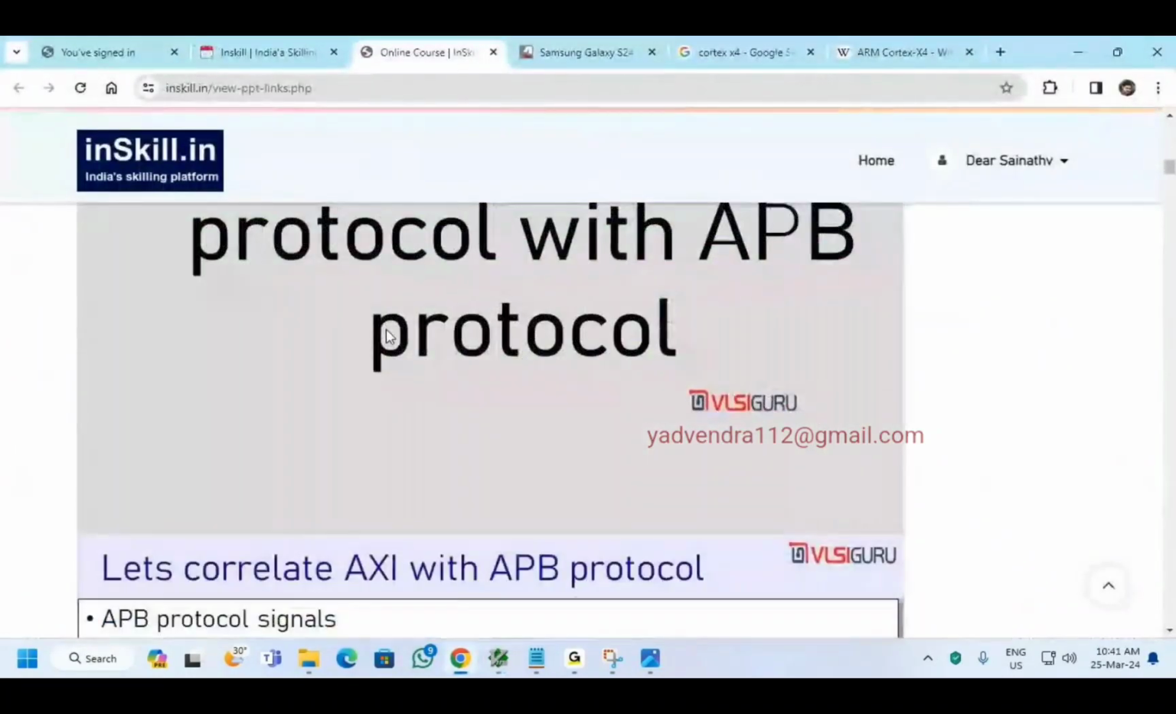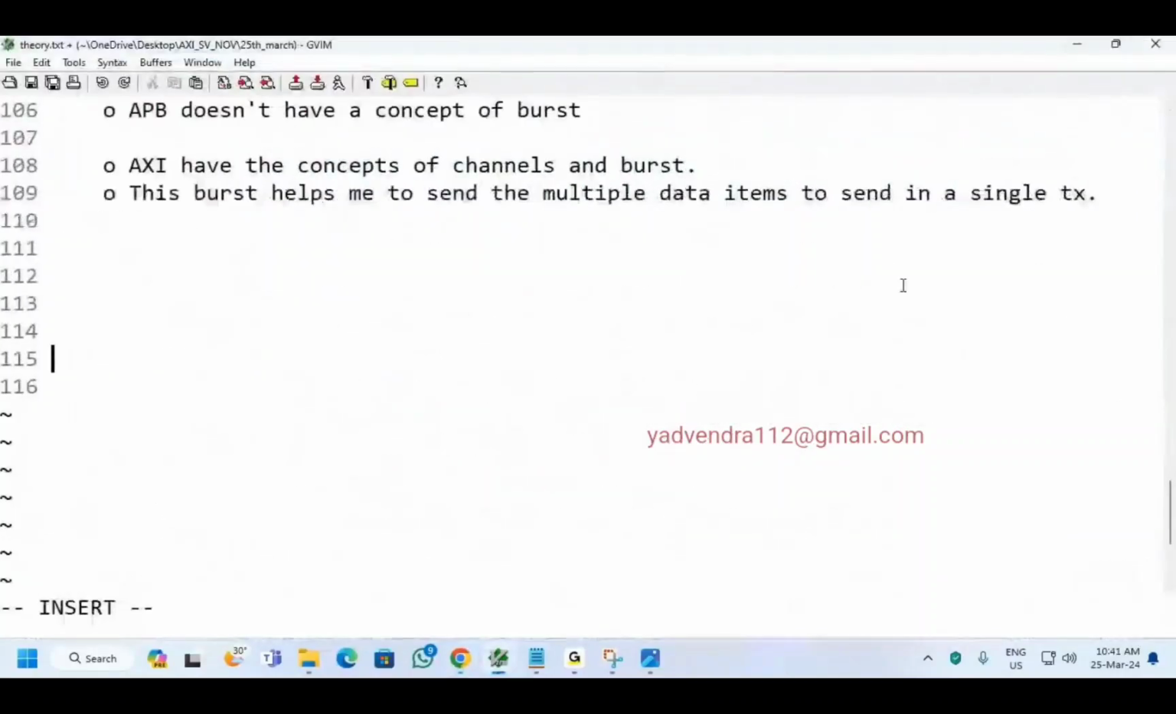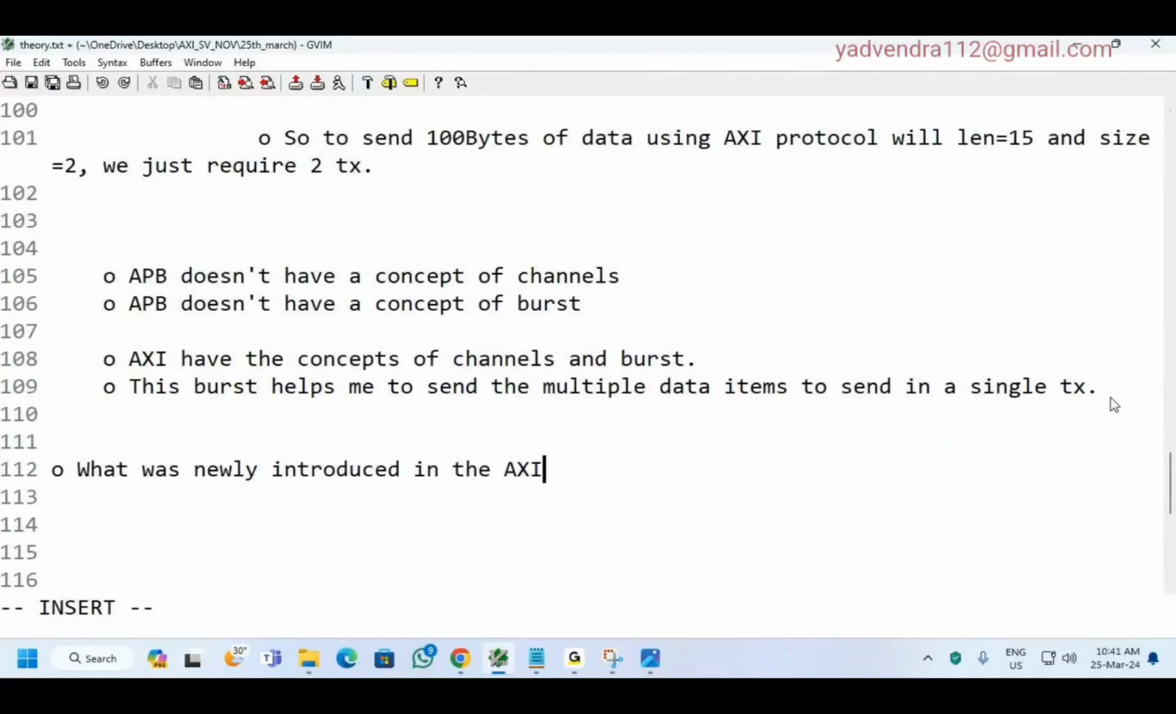Next, correlating protocols. Fine, this we have just discussed. So let's see, what was newly introduced in the AXI? First of all, I am comparing with the APB. As I am comparing with the APB, burst is newly introduced.